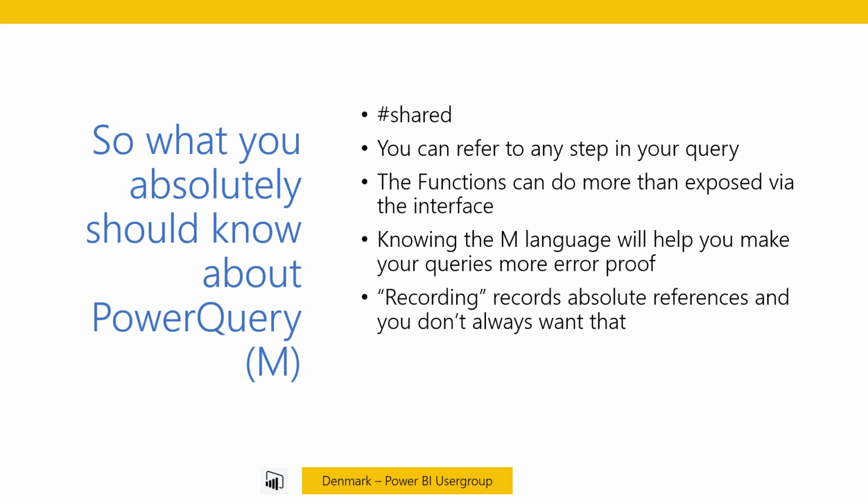And you should also know that when you record your steps, it records absolute references. So when you select a file using the interface, for instance, it will use that name in the query. It will pick that column. It will remove that column name. And you don't necessarily always want to do that. So we can make our queries more flexible.